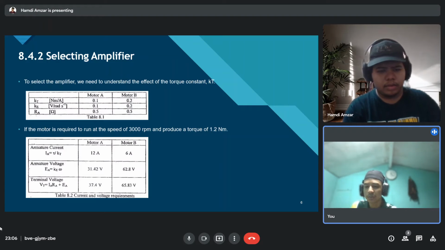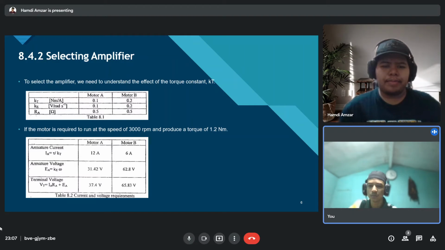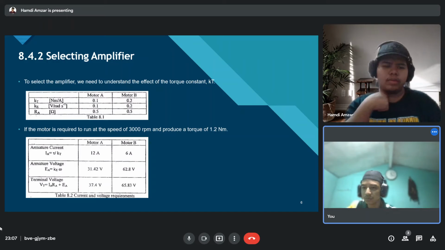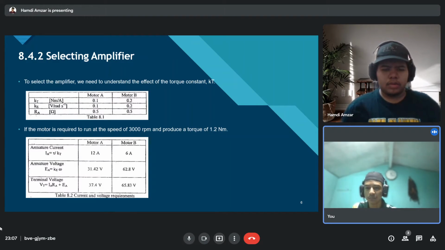Motor A 31.42 volts, motor B 62.8 volts. Terminal voltage Vt equals Ia Ra plus Ea. Motor A 37.4 volts, motor B 65.83 volts.